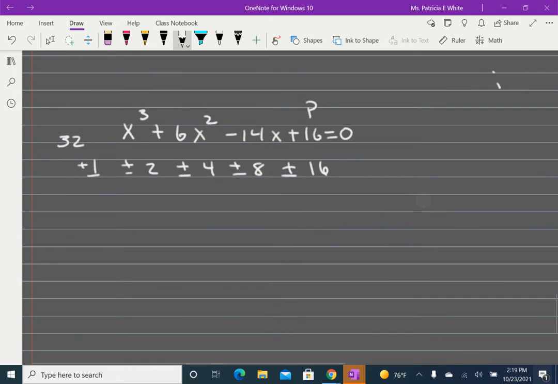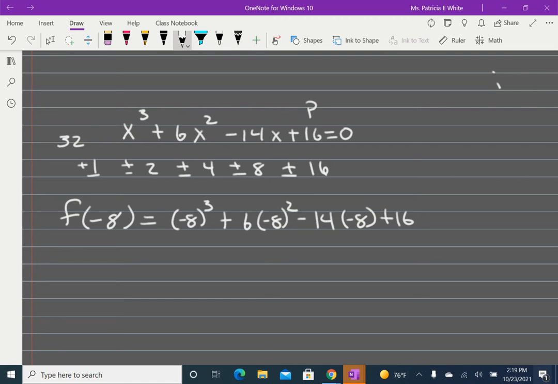Now, I'm not going to lie, guys. I did this. I went through 1 and 2, and I started on 4, and I pulled the key out of my bag, and I got that the first solution was negative 8. Try a couple of them because you want the practice on it, but I'm going to start out cheating with negative 8. So I have negative 8 to the third plus 6 times negative 8 squared minus 14 times negative 8 plus 16.